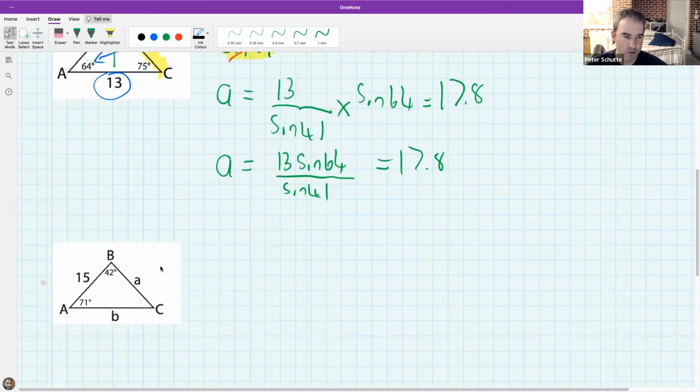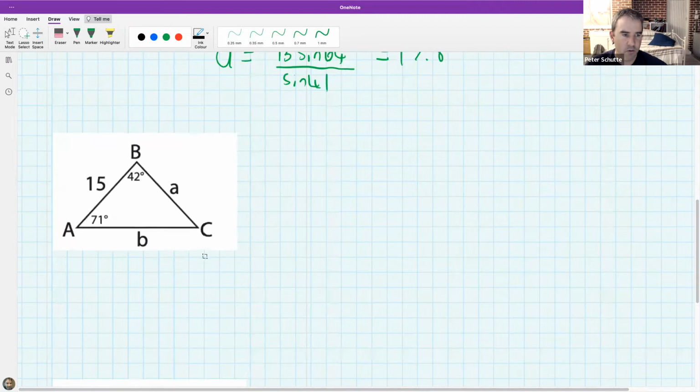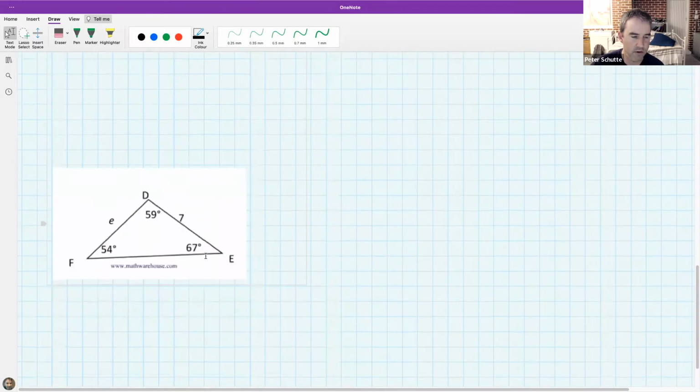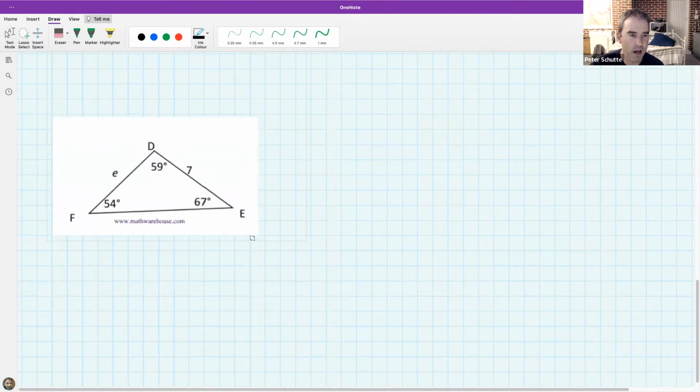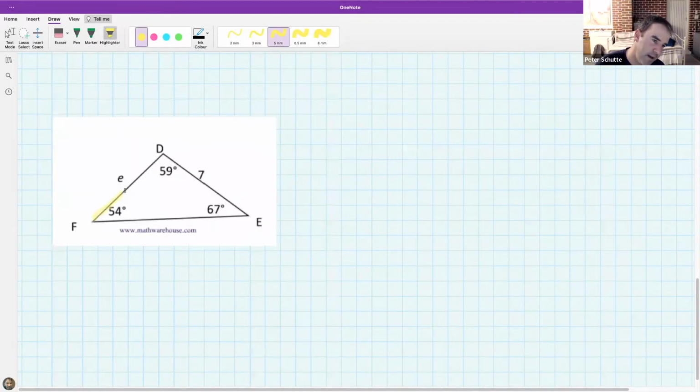Then what I want you to do is try to find, actually, let's not do that one. Let's do this one. I want you to try and find the length of this side over here. We're going to call it E. For those students who are feeling comfortable, go ahead and do that. But for those who need another example, okay, we're in between. How about this, guys?